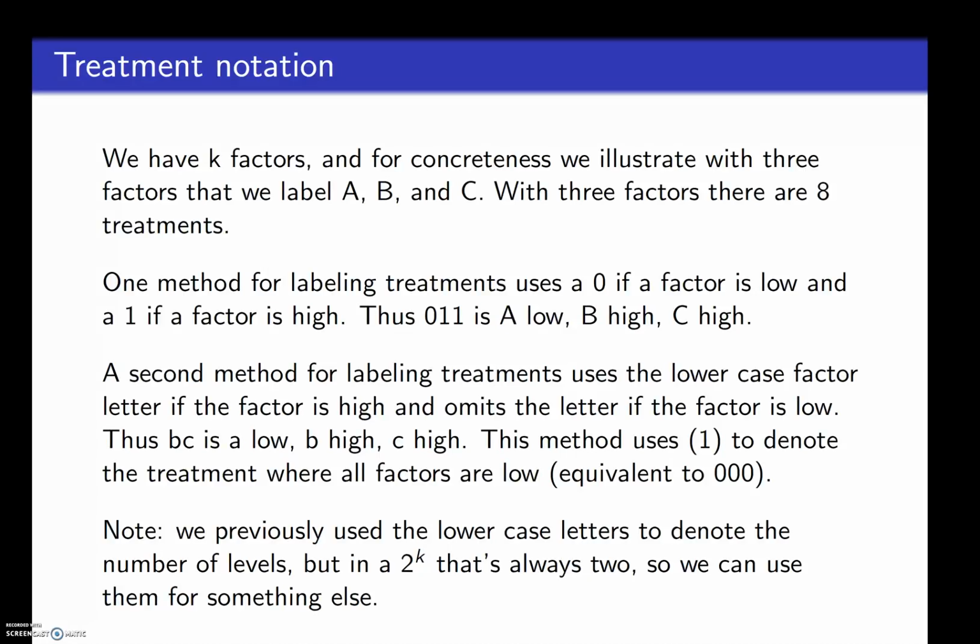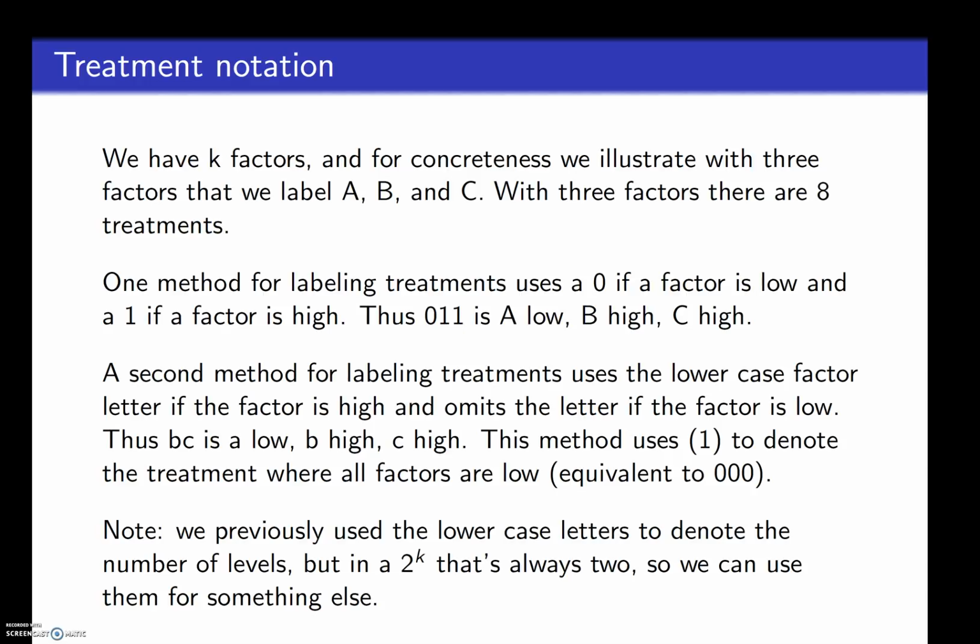One method for labeling the treatments is to use a 0 if the factor is low and a 1 if the factor is high. Thus, for example, if we had A low, B high, C high, the analysis notation would be 0, 1, 1. We haven't been using exactly this notation. However, because we are using our factors as indicator variables in our model, we are essentially doing this. We just haven't used specifically that kind of way of denoting the factors. But if you like to do that, feel free to start doing that now.